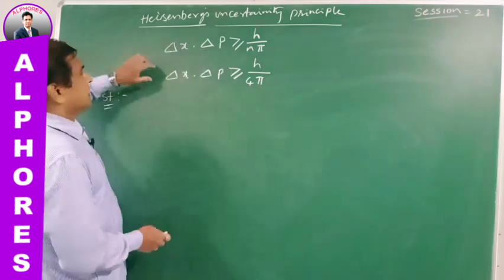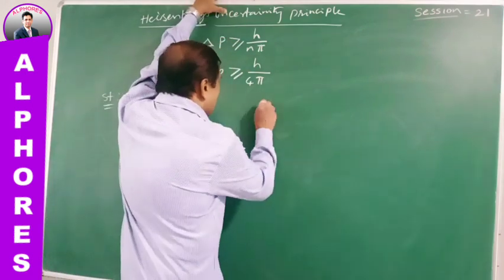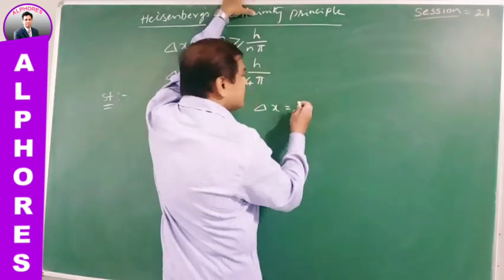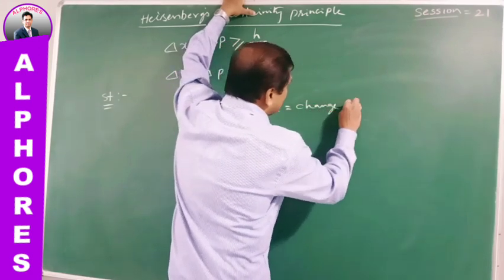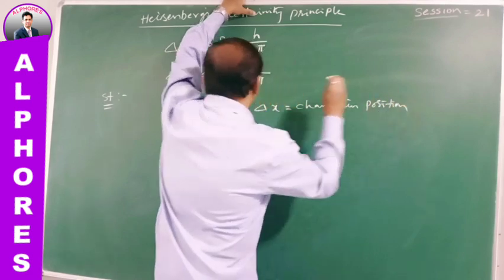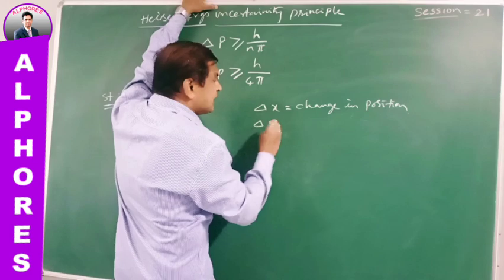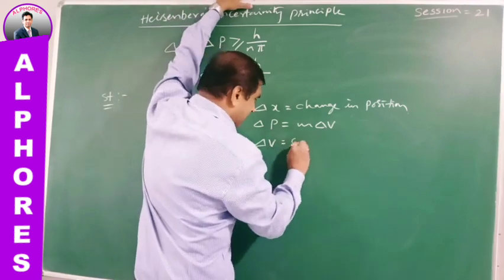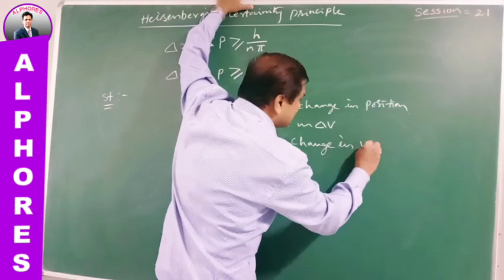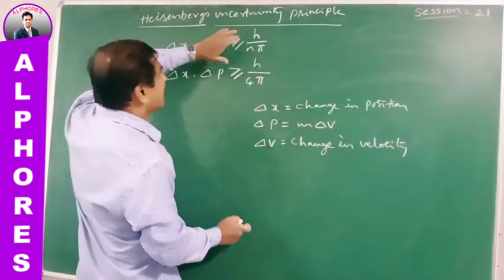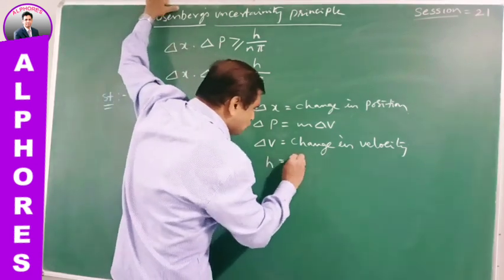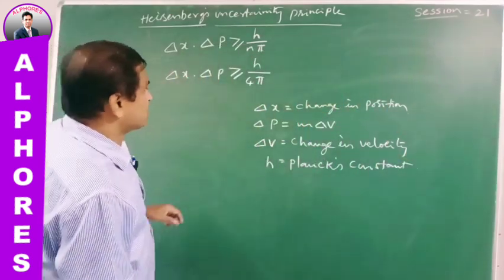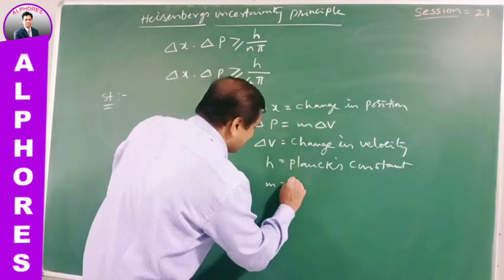Now, delta x is the uncertainty in the position, that is, the change in position. And delta p is equal to m delta v. That means delta v is the change in velocity. Then h is the Planck's constant, we know that. And here m is equal to the mass of electron.